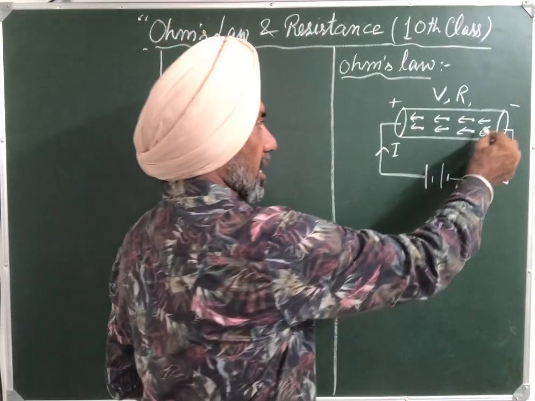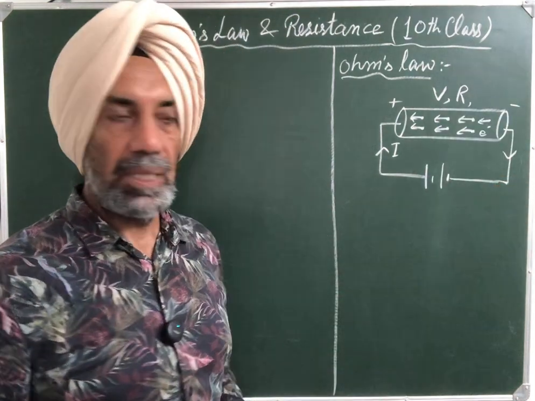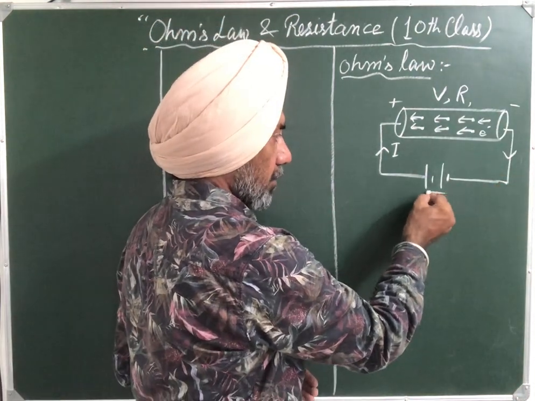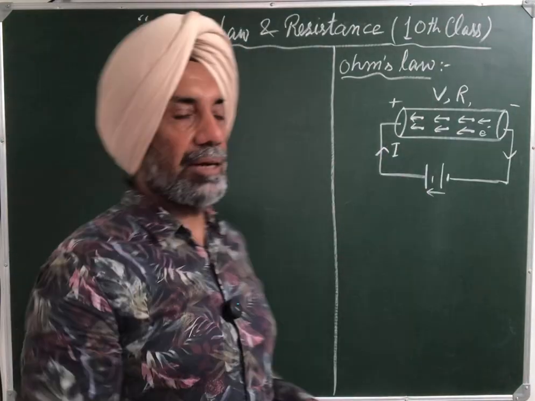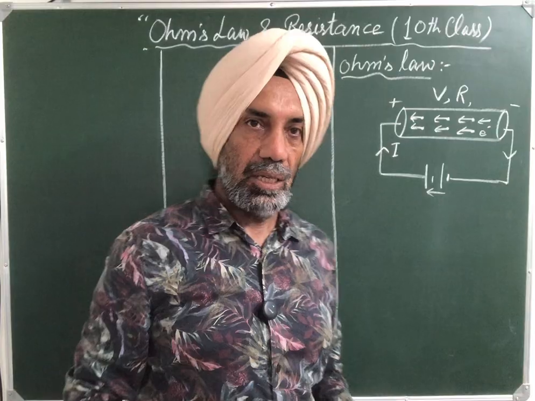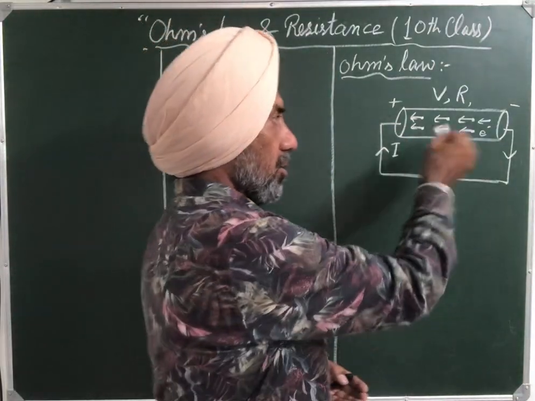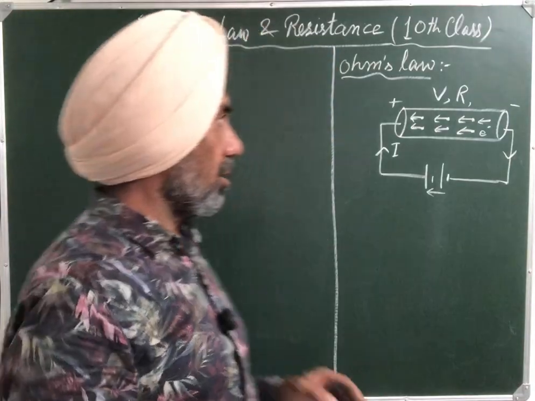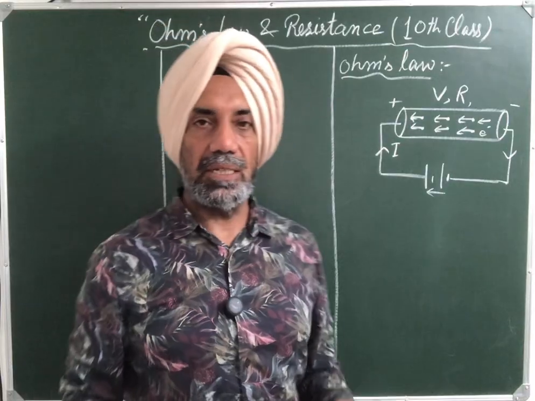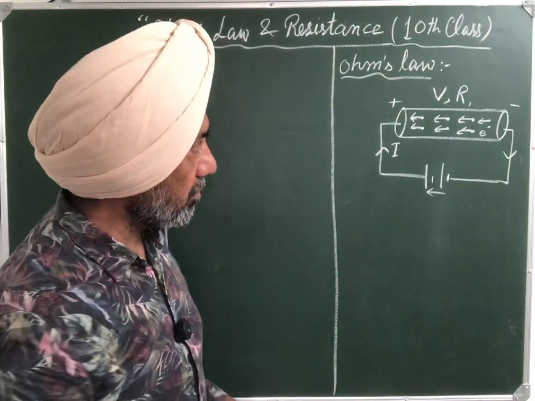The direction of current is taken from positive to negative end of the conductor, or negative to positive through the battery, which is opposite to the direction of flow of electrons. So this is called conventional current, and direction of flow of electrons is called electronic current. This we have already discussed in the first video that belongs to electricity introduction.